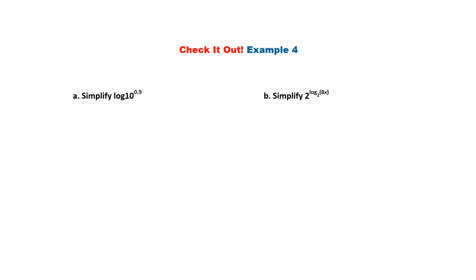All right, you may not have recognized immediately that the base is the same, so we might want to re-look at this. It's actually log base 10, since they don't tell us anything, of 10 to the 0.9. Now we see our base and our number are the same, and so that tells us that our answer is going to be 0.9. Again, same here. You might not notice right away, but my number and my base of my log are the same. So my final answer is actually going to be 8x.